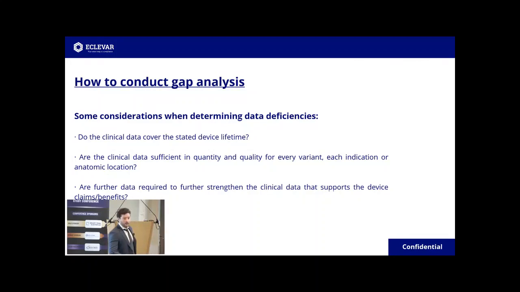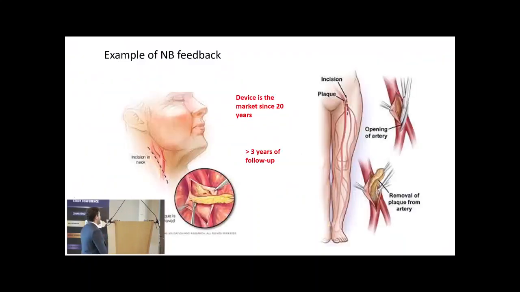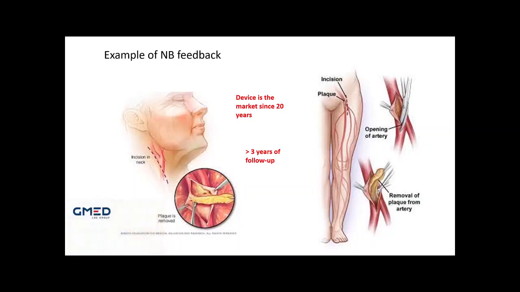I'll give you a bit of a story. We have a device that has existed in the market for 20 years. It's a vascular patch used for carotid and used for femoral. The manufacturer told the GMAD, the notified body, we have clinical data for the carotid, the results are extrapolable to the femoral, and they don't need to collect clinical data for the femoral part.